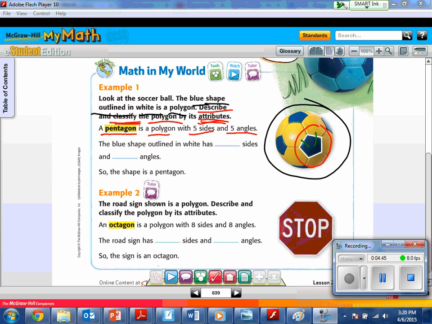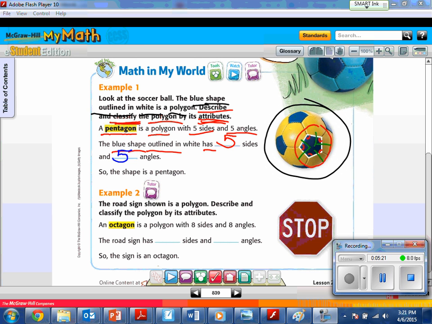Let me just go ahead and count these for you. 1, 2, 3, 4, 5. 5 sides, and let me go ahead and count the angles. We have 1, 2, 3, 4, 5 angles. There are 5 sides and 5 angles. The blue shape outlined in white has, let's put this down, 5 sides. And it also has, let's go ahead and put this other one down, you guessed it, 5 angles. Go ahead and take a few seconds and put that down. I'll go ahead and wait for you. So we know that this shape is a pentagon.